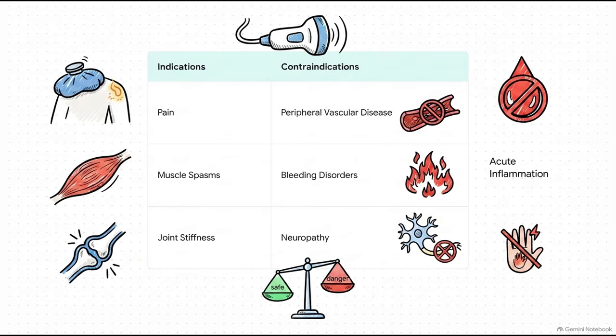Why? Well, think about introducing deep heat and cranking up the local blood flow in an area that has an active bleeding disorder, or fiery acute inflammation. It's incredibly dangerous. And for patients with neuropathy, they literally lack the nerve sensation to tell the therapist if the heat is burning them.